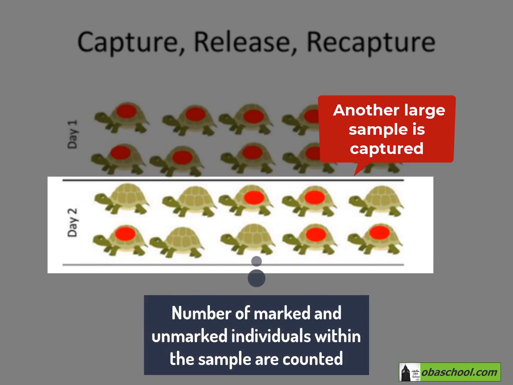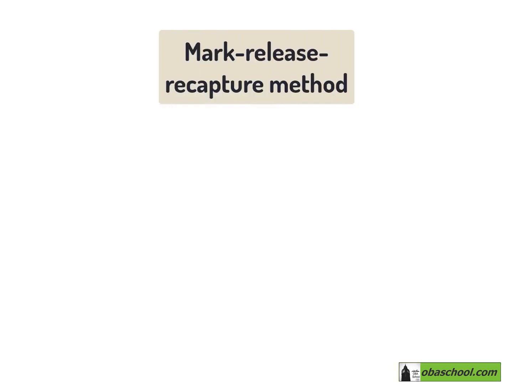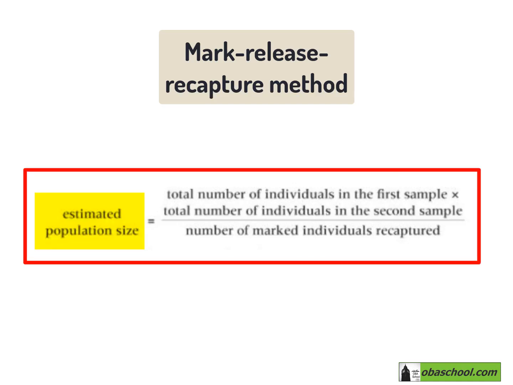Now, the number of marked and unmarked individuals within the sample are counted. In this case, the proportion of marked to unmarked individuals is used to calculate the estimate of the population size, using this formula: estimated population size equals the total number of individuals in the first sample multiplied by the total number of individuals in the second sample, all divided by the number of marked individuals recaptured.